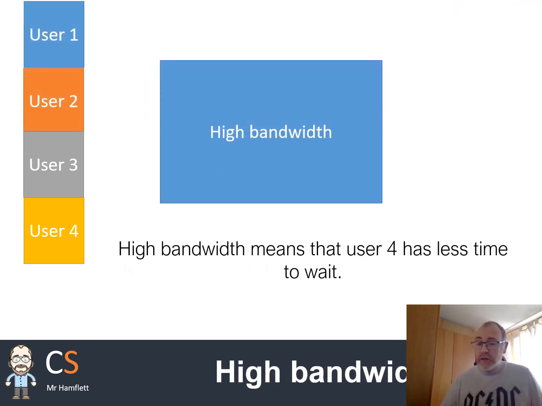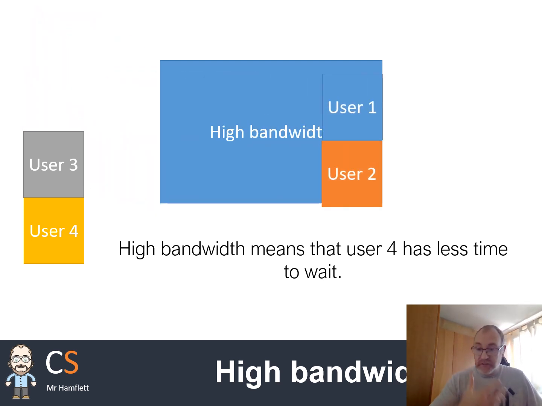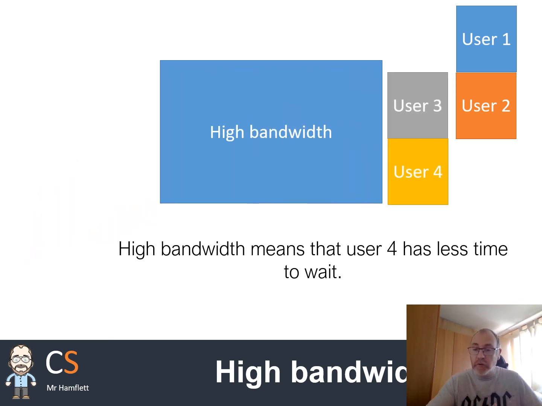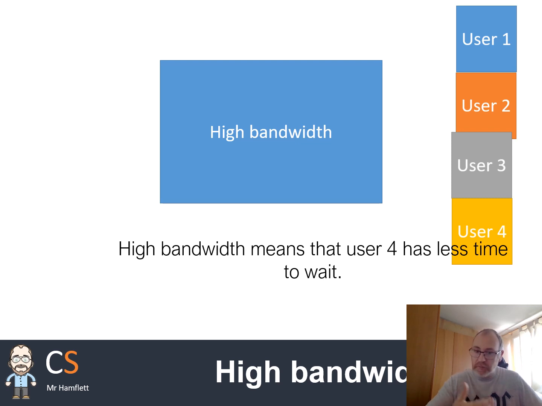So if you have a higher bandwidth, user 4 ultimately will have less time to wait. So we can send more data at once, which means more users can use the bandwidth at the same time. So we have less waiting time for user 4 in this example, which means that the performance can be better.